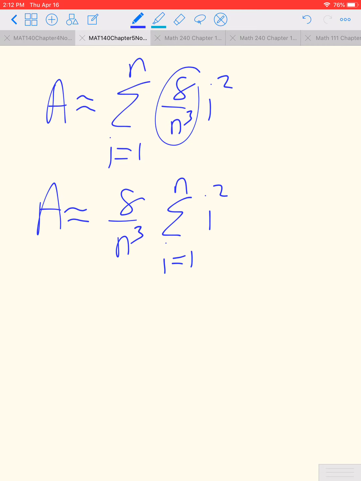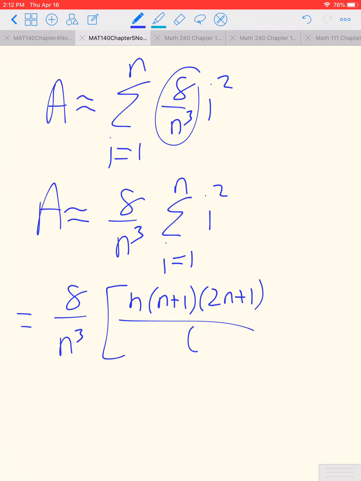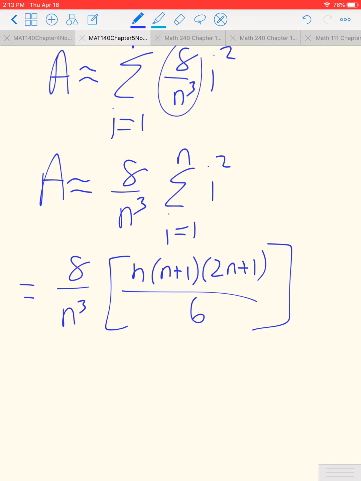We're almost there. Might as well just go ahead and finish this one off. This is going to be 8 over n cubed. The formula for the sum of the first n squared terms is n times n plus 1 times 2n plus 1 all over 6. And then algebraically, if you were to go through and simplify this, what we would get would be as follows. It's going to end up being 8/3 plus 4 over n plus 4 over 3n squared. And this would be the representation for the upper sum.